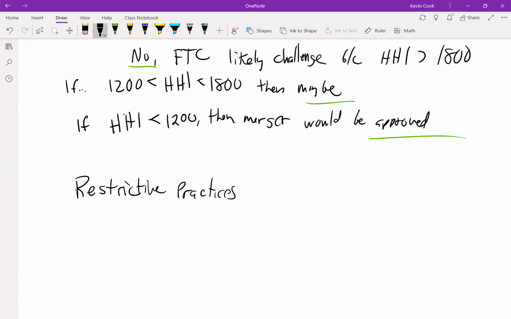And restrictive practices, they can be controversial, but they're not outright illegal. So not illegal like collusion, but can be scrutinized.